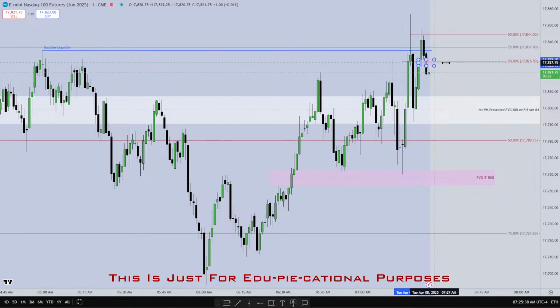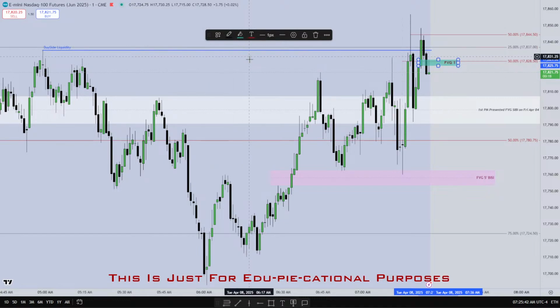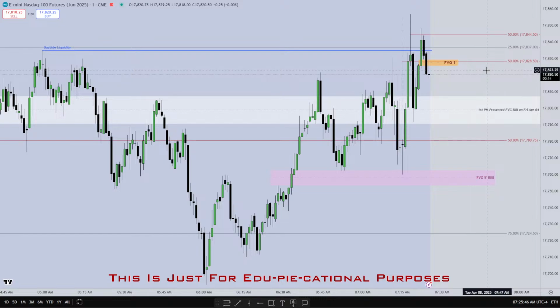Let's mark it. Okay. You can see the price tapped the 50% level here and started going lower. This is very good, very nice and clean.